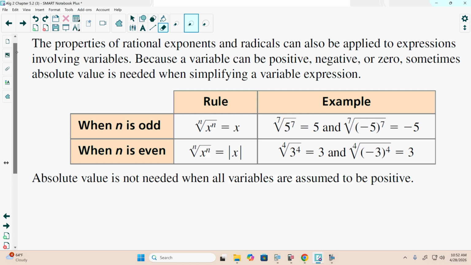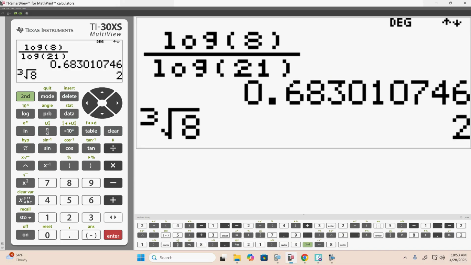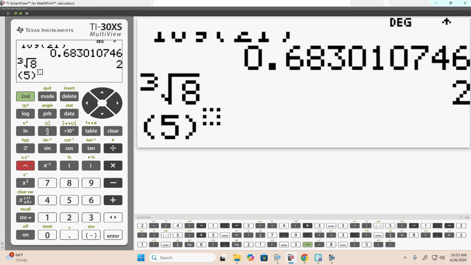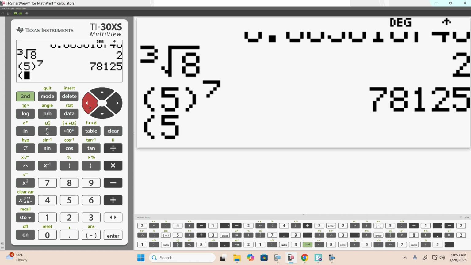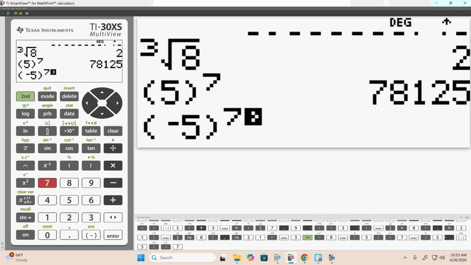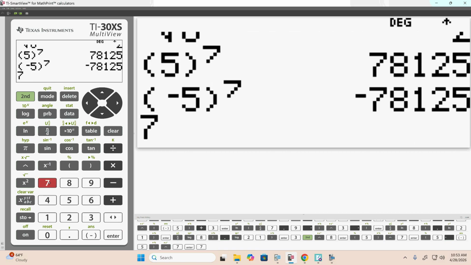Properties of rational exponents and radicals can be applied here. Whenever we take an odd root of an odd power and those powers simplify, it's going to be what it is. Because if I take a positive number and put it to an odd power, 5 to the 7th power is this number here, and it's still positive. If we put a negative number to an odd power, it's going to stay negative. Odd powers, it doesn't matter what it is. I put a number to an odd power. If it was positive, it stays positive.